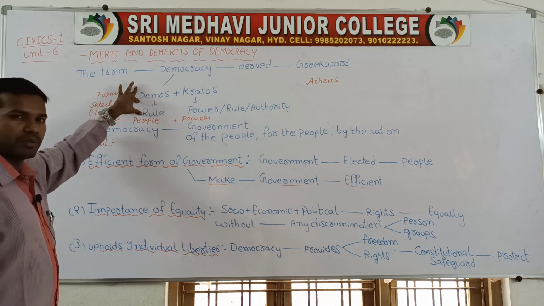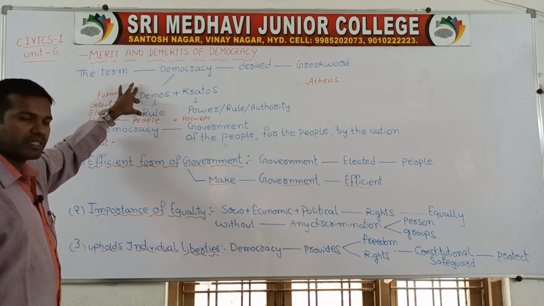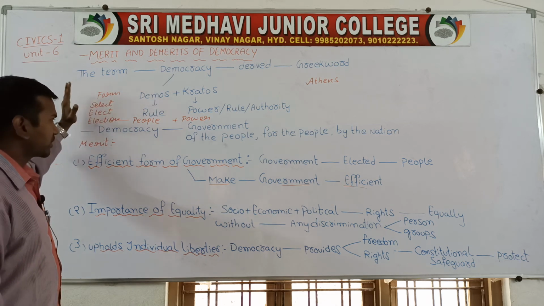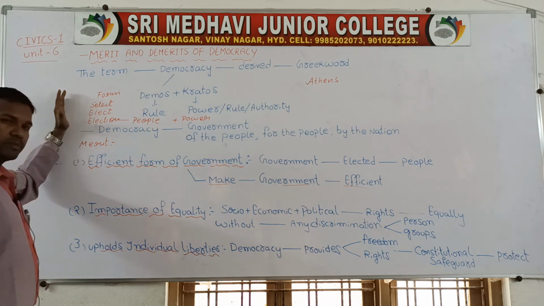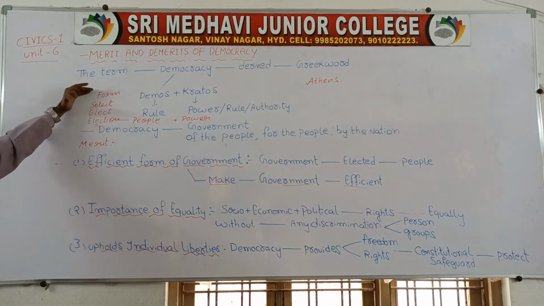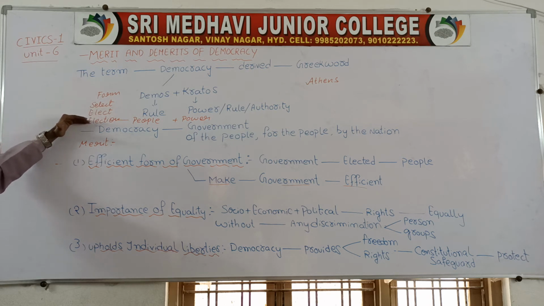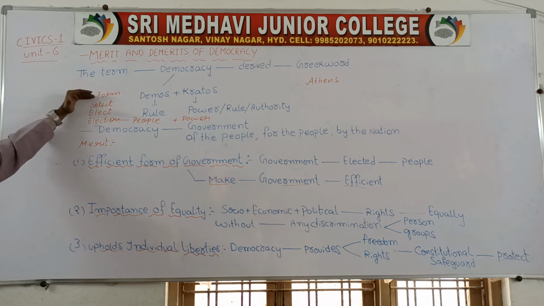Whenever the power is under the control of the people, then we can say the form of government is democracy. How can you say that people have power? It is because people have the right to elect and select the government, people can participate in elections, and people themselves can form the government.